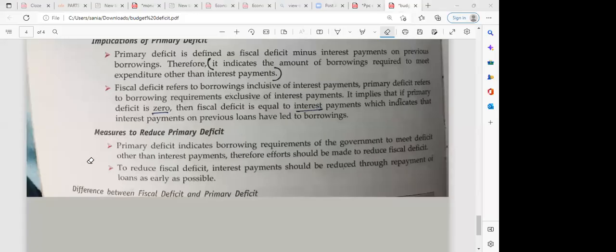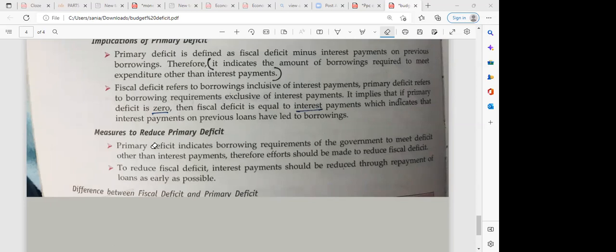Okay, so basically the question is the same: for primary deficit, effort should be made to reduce fiscal deficit, and to reduce fiscal deficit, interest payment should be reduced. Therefore, repay the loan as soon as possible. If your interest payment is high, it will take a longer period of time to repay, right? But if your interest payment is less, you can repay the loan as soon as possible.